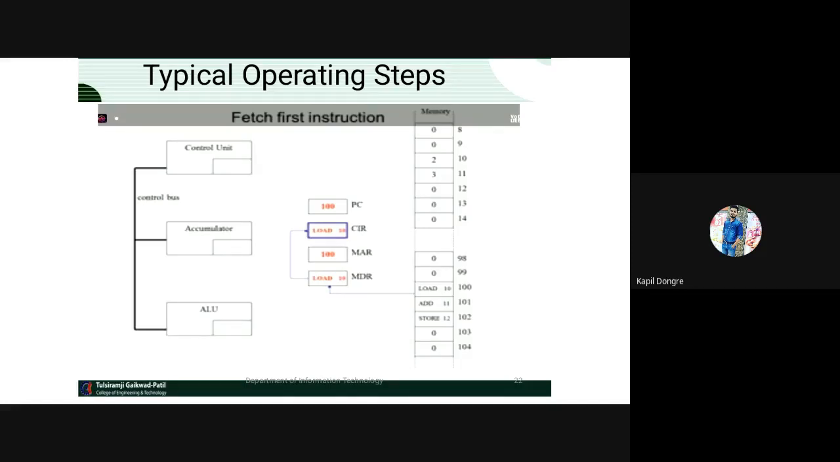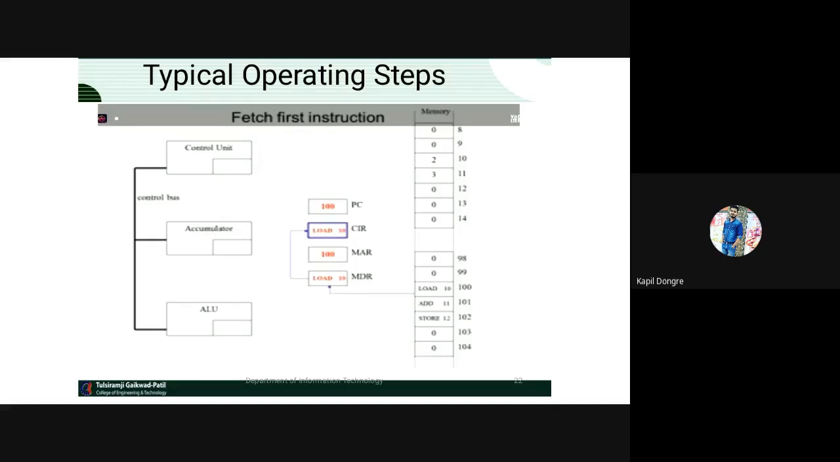That's why here you can see that the first address of that instruction is 100, because we need to load that particular instruction, so the address starts from 100. So what is the function of PC? PC first points to the 100. That 100 is stored in PC. Then what is the function of MAR? MAR stores that address, so that 100 is stored in the MAR.